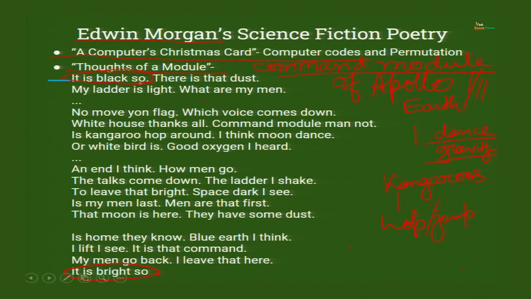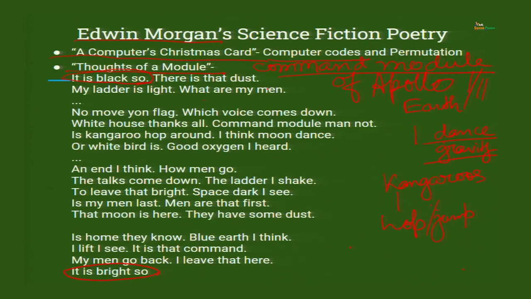It is black, thoughts of a module. It is black, so there is that dust. My ladder is light. So the first thing that it talks about is the blackness. When it leaves the earth, the entire space in front of it is black. There is that dust. My ladder is light. So now they have reached the surface of the moon, and the moon has a kind of dust which is settling around the spacecraft.